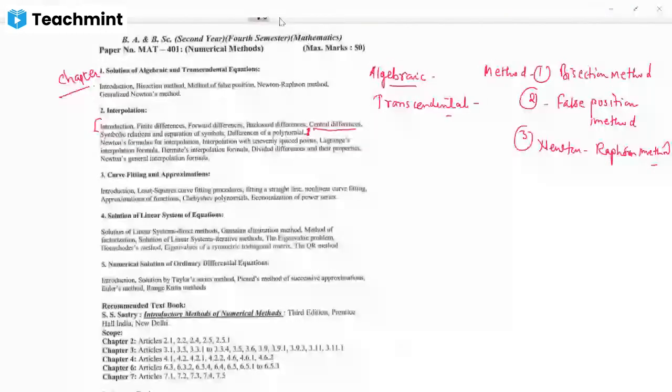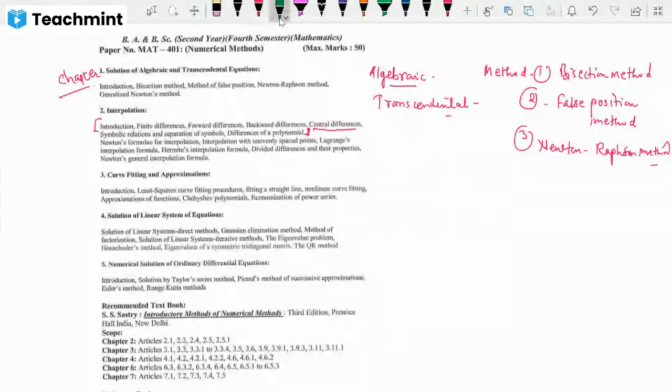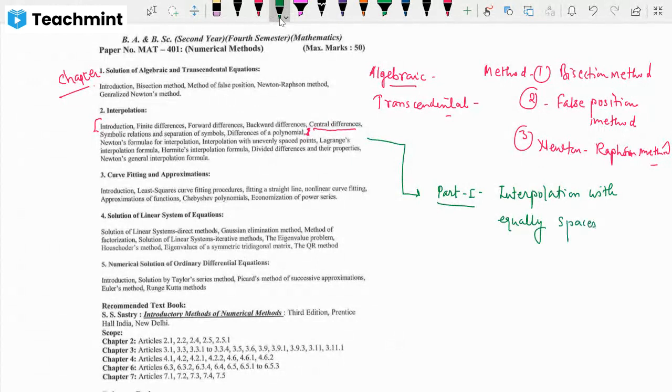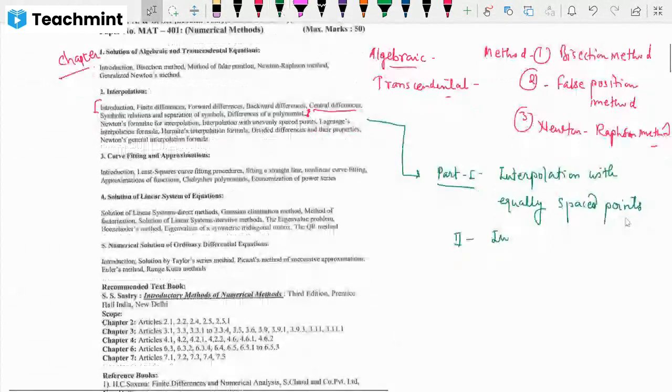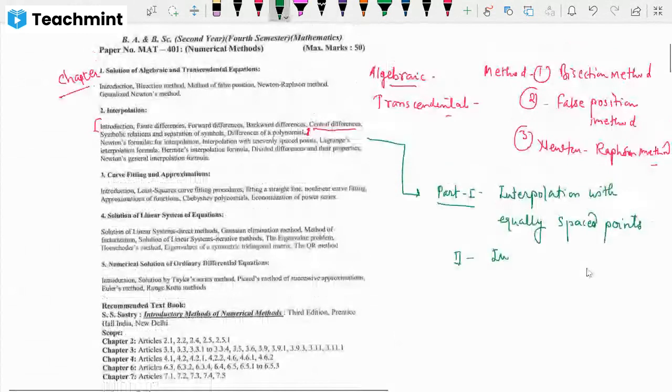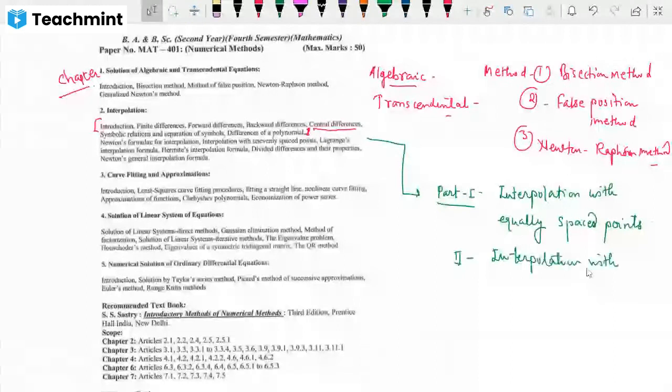So chapter two can be divided into two parts. Part one is interpolation with equally spaced points, and part two is interpolation with unequally spaced points.